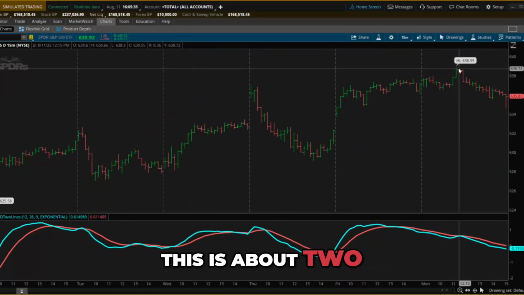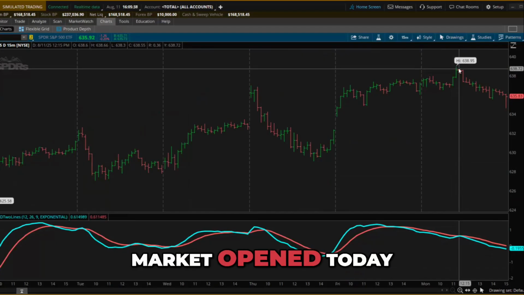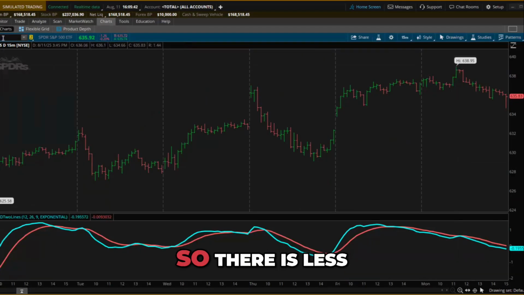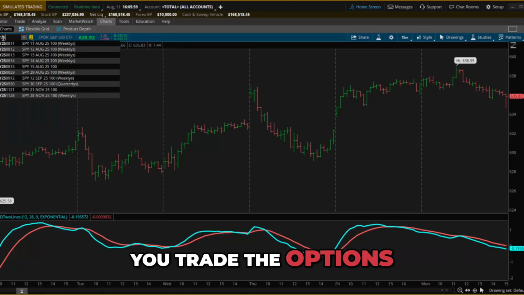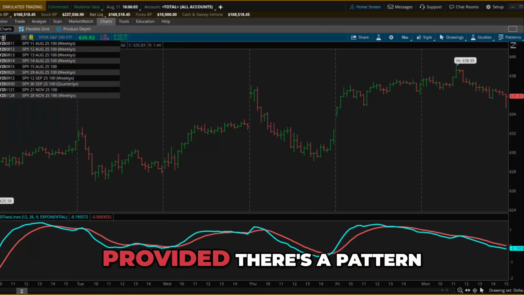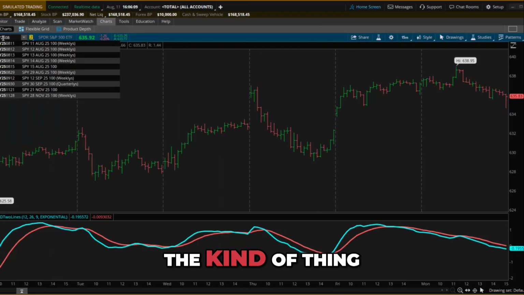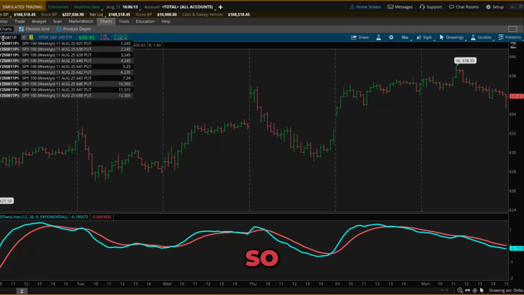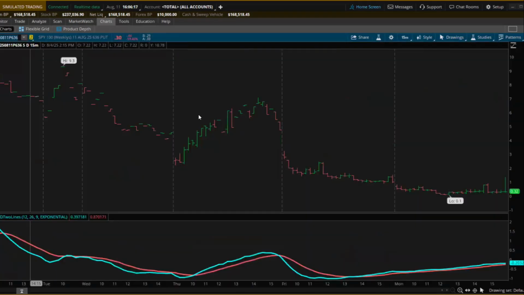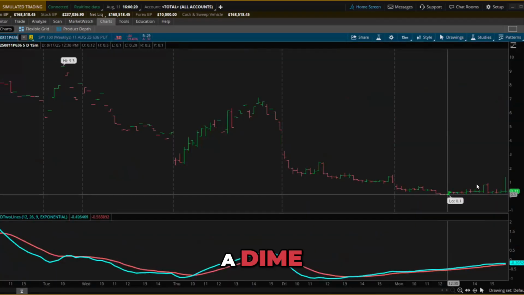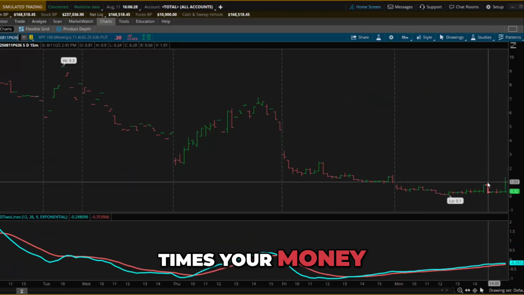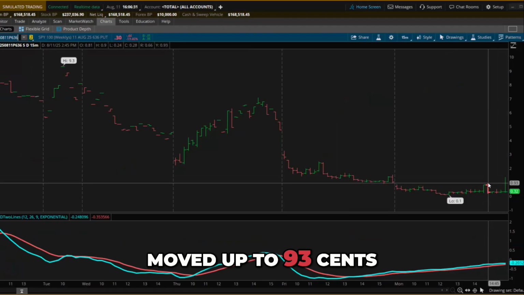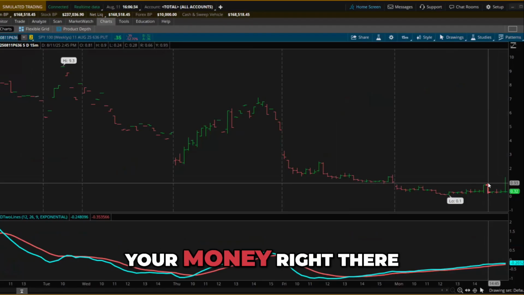This is about 2.5 or 3 hours after the market opened today, right? So there is less than 4 hours left in the trading day. So like I've said for the last umpteen years, you trade the options under 10 cents, provided there's a pattern that shows the kind of thing that we're looking for. Let's see. So 636. See? They were right at a dime, and they moved up $1.40 shortly before the close. So that's 14 times your money. And then moved up to 93 cents. So that's 9 times your money right there.